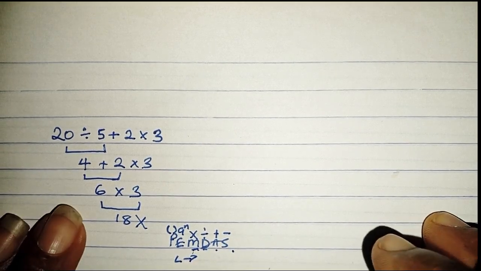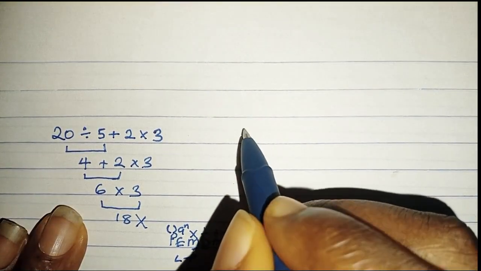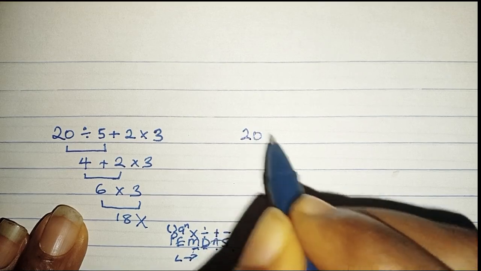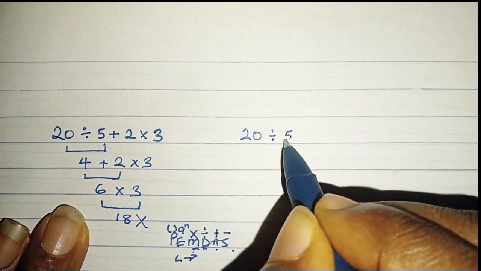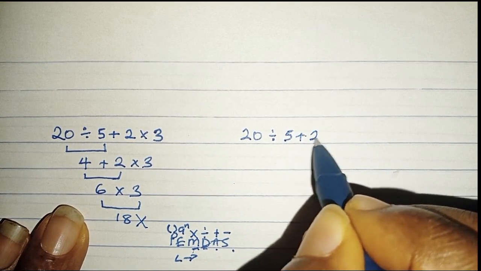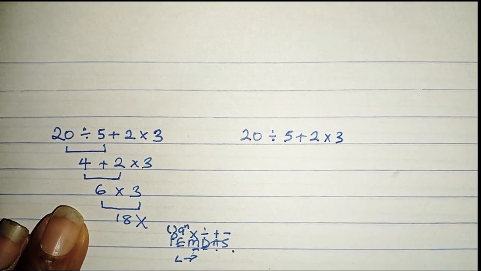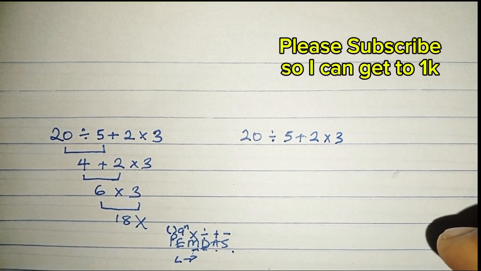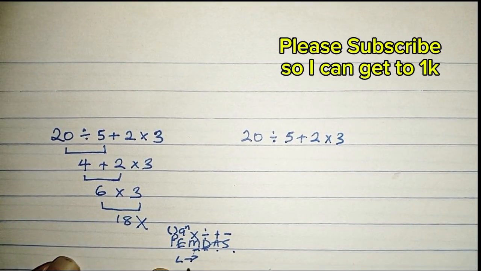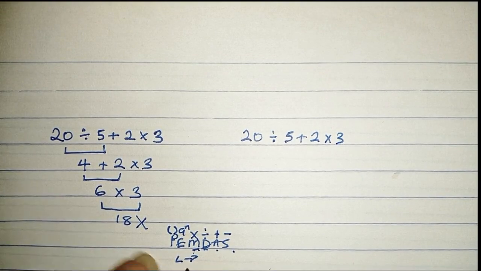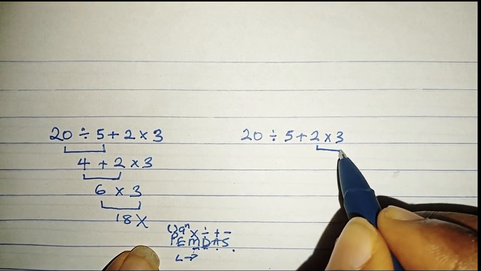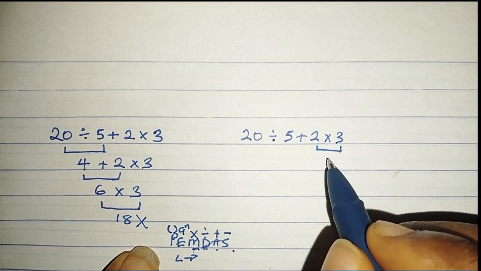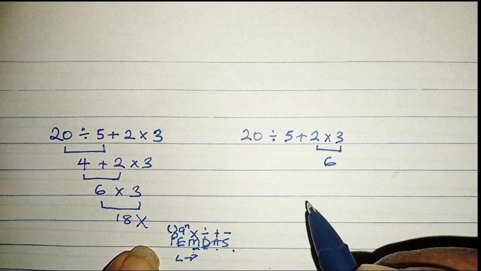Alright, so back to our question. Let's write it out here. 20 divided by 5 plus 2 times 3. In solving it using this order, we found out that we have multiplication here, so you can solve this first. This times this will give us 6.